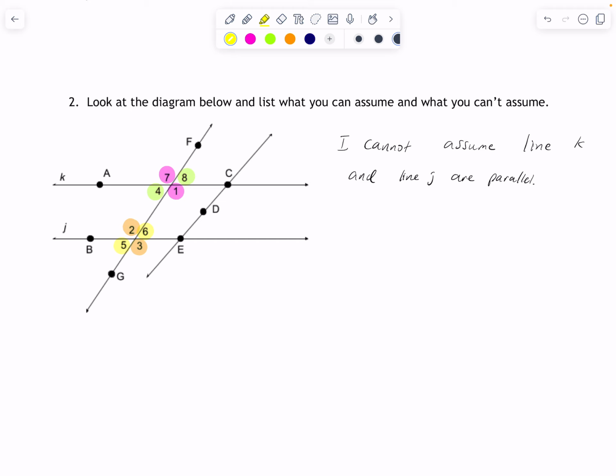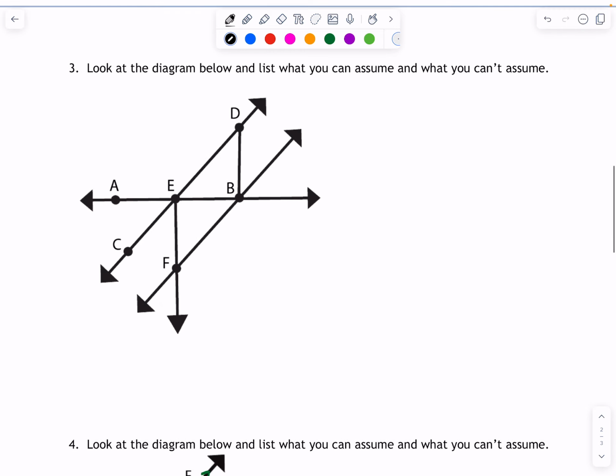And this time you'll notice I actually do have a line that is going through all those points, C, D, and E. So I can actually say that C, D, and E are collinear. So that one I can say, different from that figure before. All right, so that's all I wanted to say about this one. Let's go to number 3.